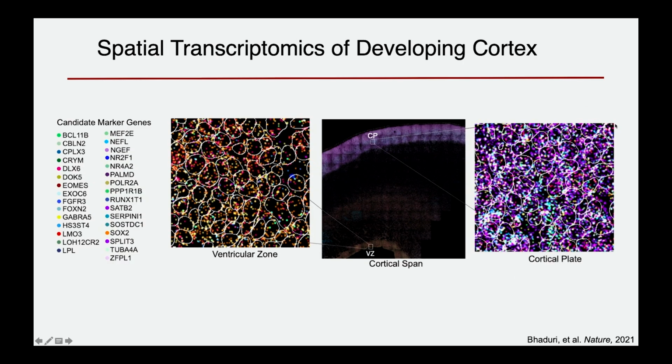If we look at a tile image of a cortical span, you can see the ventricular zone here. In this case, we're looking at a gestational week 20 somatosensory cortex. And up here, you can see the cortical plate. And you can see that there are clear differences in the enrichment, with the more orange probes here in the ventricular zone and the more purple ones in the cortical plate.